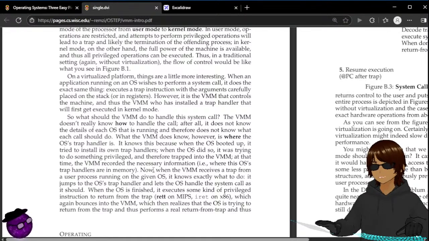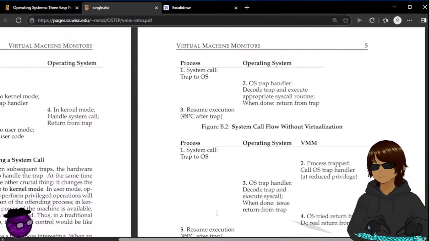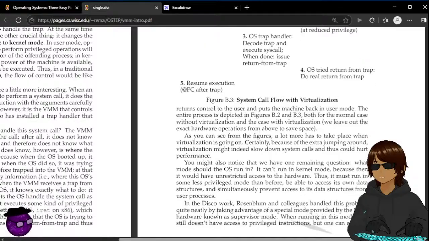Now, when the VMM receives a trap from a user process running on a given OS, it knows exactly what to do. It jumps to the OS's trap handler and lets the OS handle the system call as it should. When the OS is finished, it executes some kind of privileged instruction to return from the trap, which again bounces into the VMM, which then realizes that the OS is trying to return from the trap and thus performs a real return from trap, and thus it returns control to the user and puts the machine back into user mode.